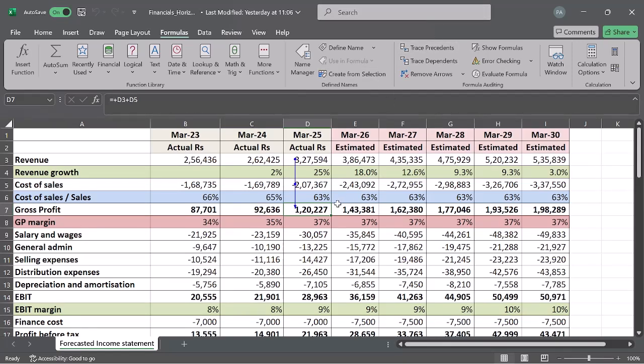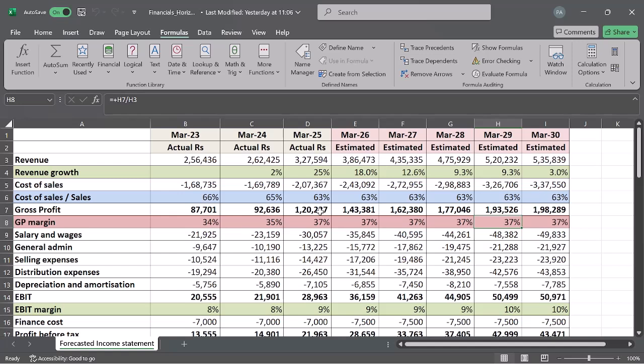Then I have calculated the gross profit, which is the revenue minus the cost of sales. So if I put my number here and show this is the cost of sales, is that okay? Cost of sales is 3,27,000 minus 2,07,000, so it is 1,20,000. This is just a formula.